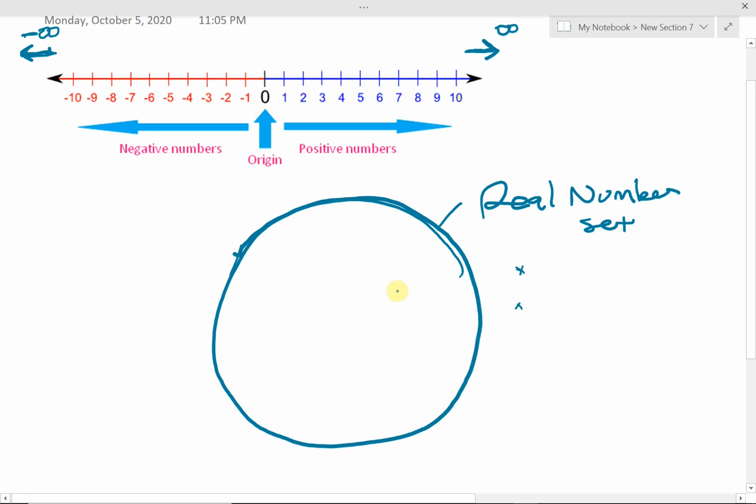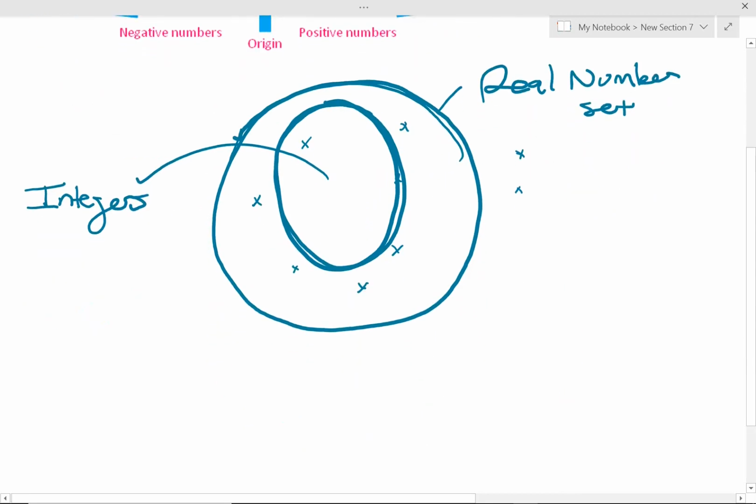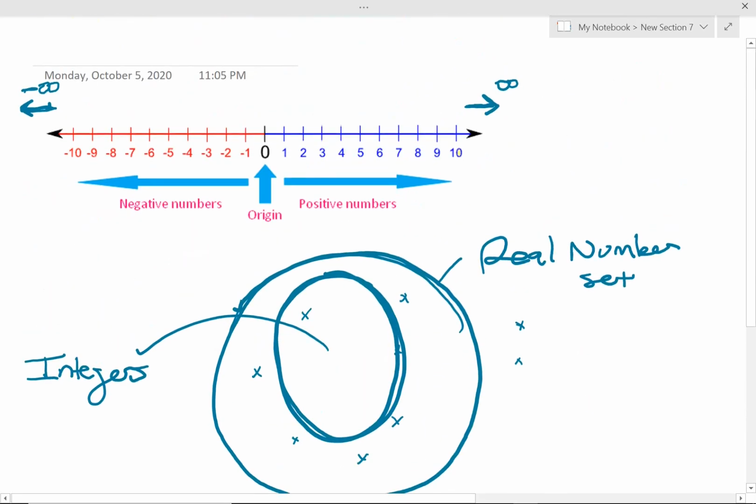What a set represents is that it's comprised of individual elements, and the individual elements within this set consist of the real numbers. But within each set, there are also subsets. I'm not going to draw this to scale, but essentially the set of integers resides within the set of real numbers. Integers consist of all the positive, negative, and whole numbers, and include zero.